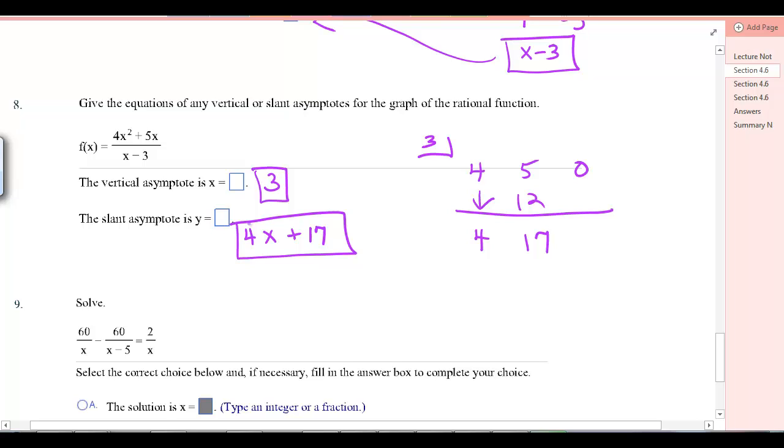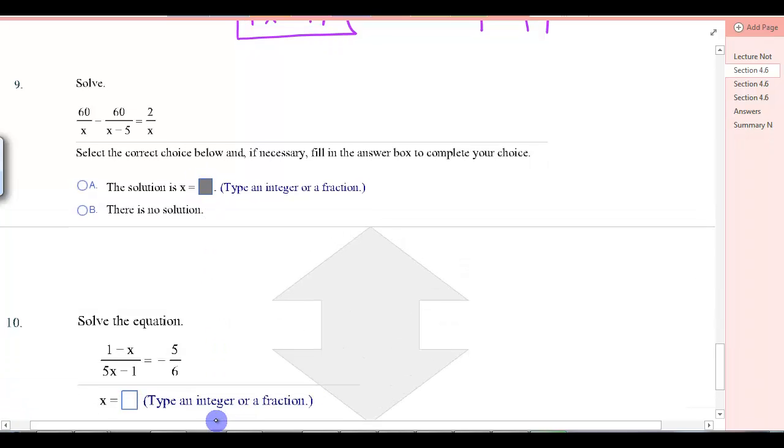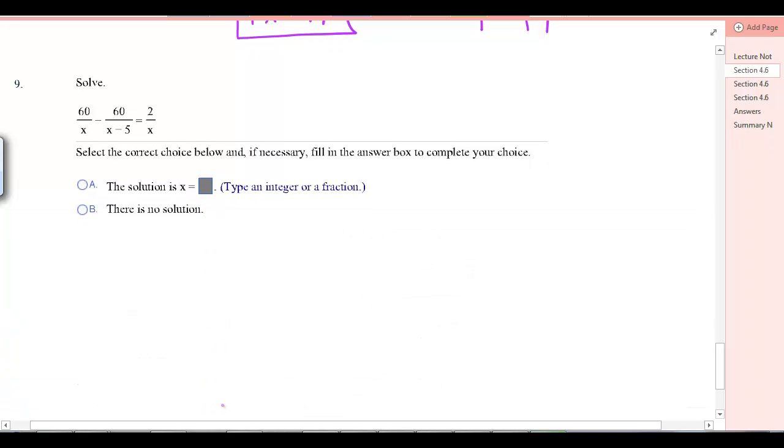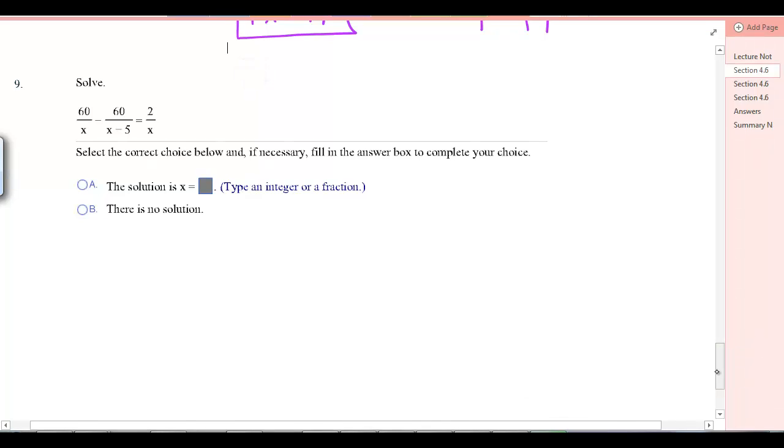All right, we've got 2 more questions, and these have to do with rational equations, and so we're going to work those a little bit. I'm going to need a little bit of room to do this one. All right, so in this rational equation, we've got a lot of rational expressions, and we want to try to get rid of them so that we can work that as a plain equation.